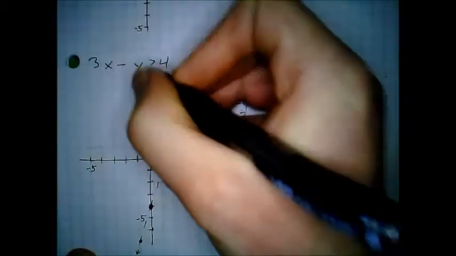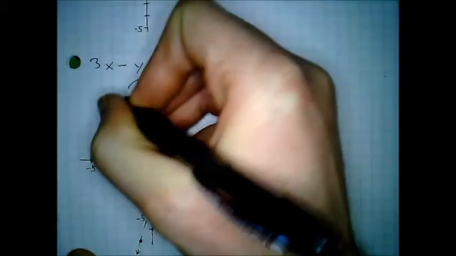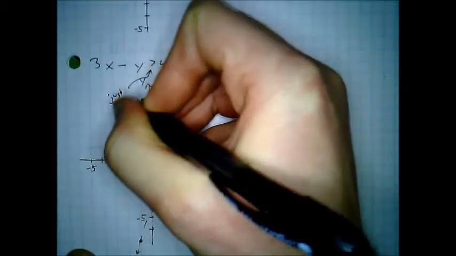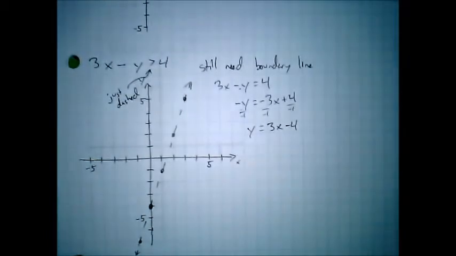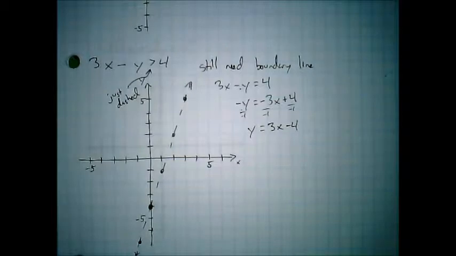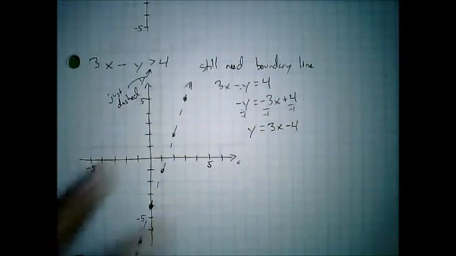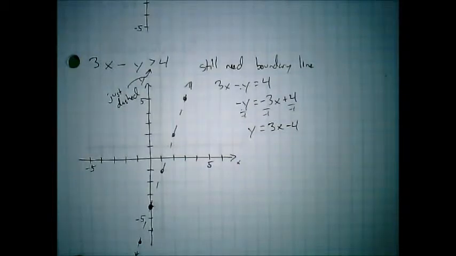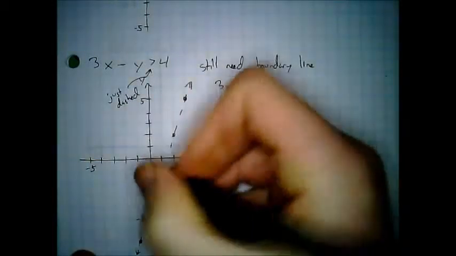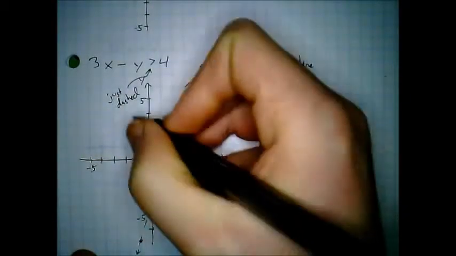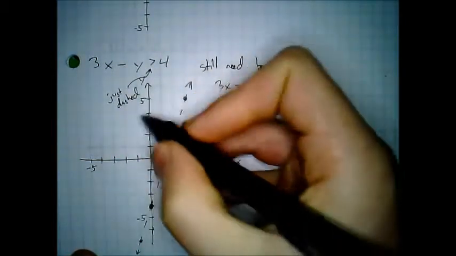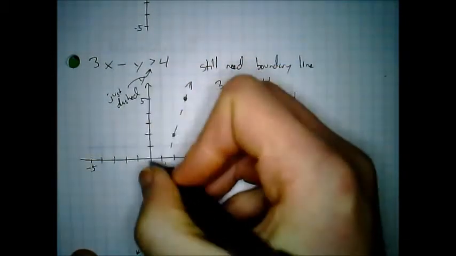Okay, again, this is the dashed line. The line is just dashed because we just have the greater than, not greater than or equal to. So, same process. We want to know which side of the line is 3x minus y going to be greater than 4. So, our process is, let's pick a point. Maybe it's above this line. Maybe it's this side of the line where 3x minus y is greater than 4.